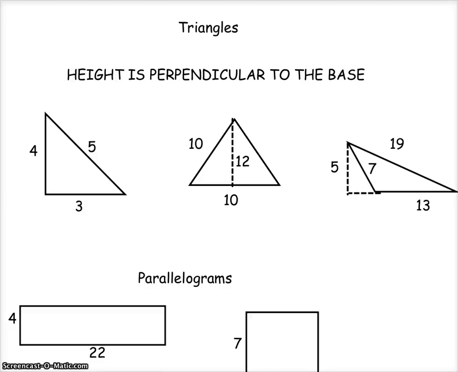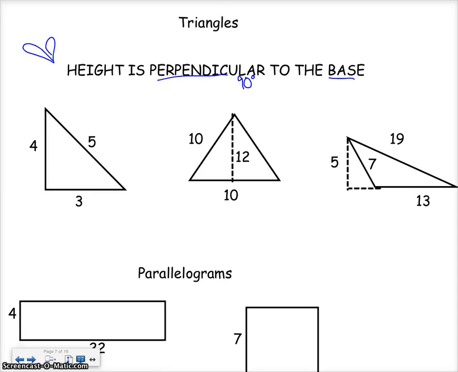We're just going to have a refresher on properties of triangles, parallelograms, and trapezoids today. Triangles, one of the key properties that I need you to know is that height is perpendicular to the base. And when I say perpendicular, I mean that it meets the base at a 90-degree angle. That's how you can identify what the height is of a certain triangle.